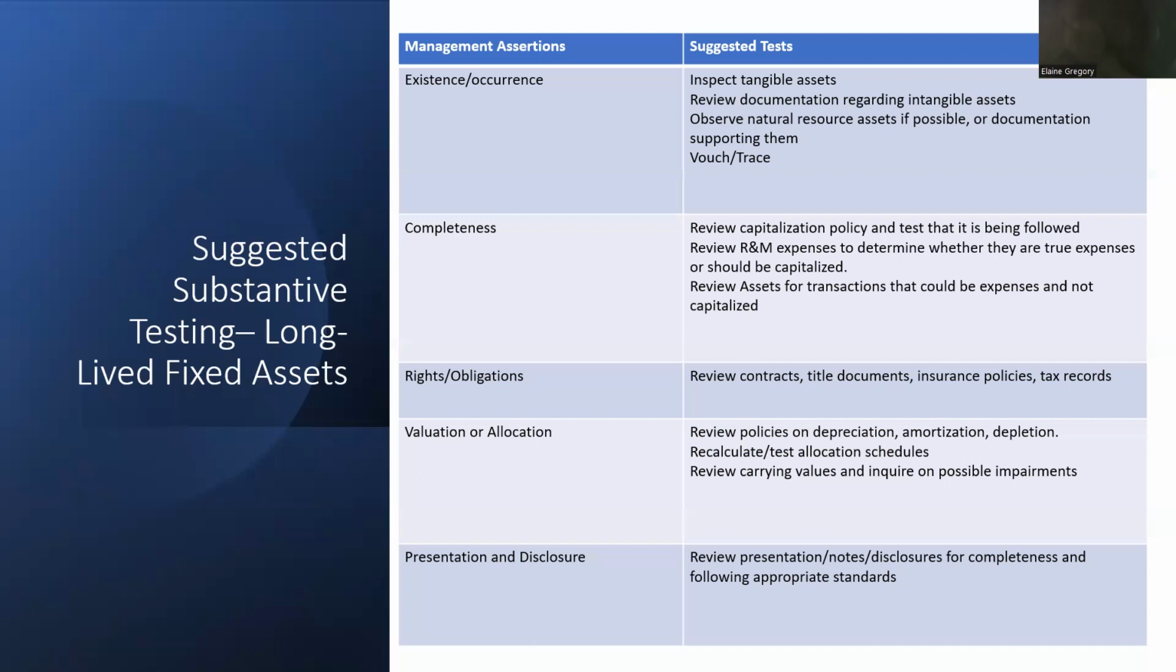You want to review the policies on depreciation, amortization, and depletion. Then you want to probably calculate and test the allocation schedules. Review carrying values to look at possible impairments. And then finally, review presentation notes and disclosures for completeness and that they are following appropriate standards. Now, we've got some new standards that have come down the pipeline in the last several years that you may want to brush up on, and I've posted those in these videos as well as in your readings.